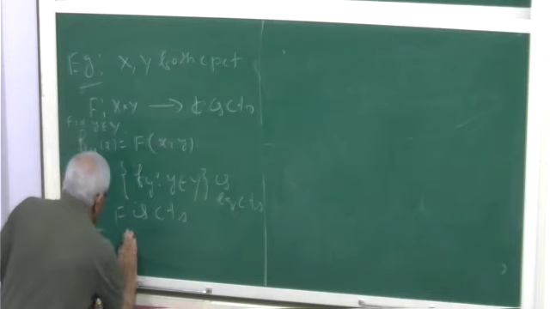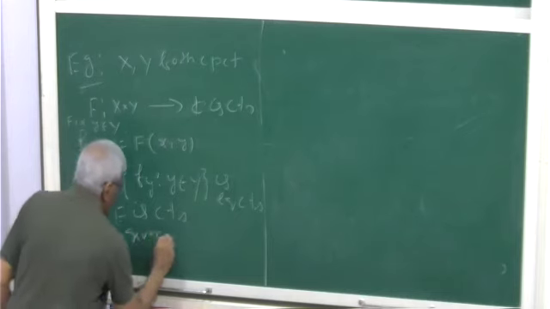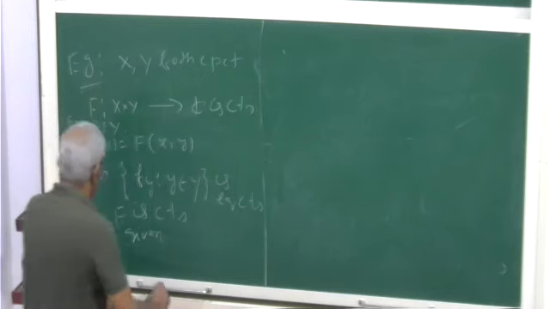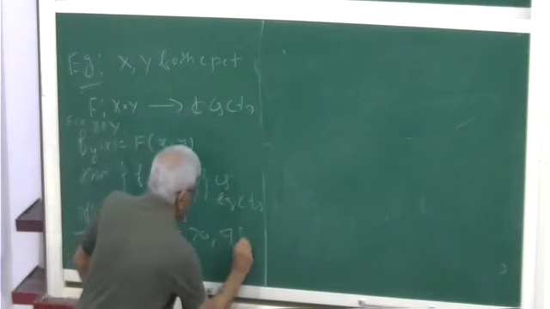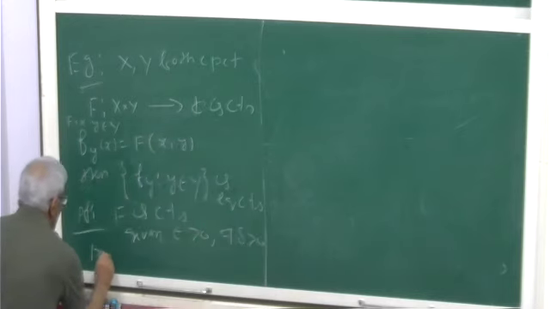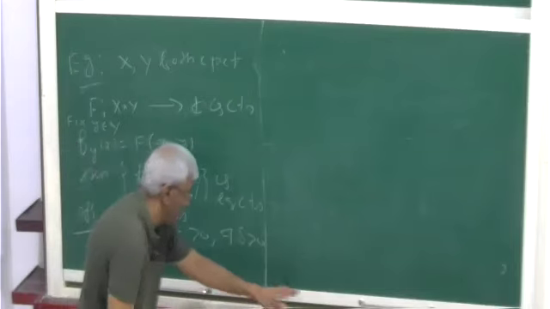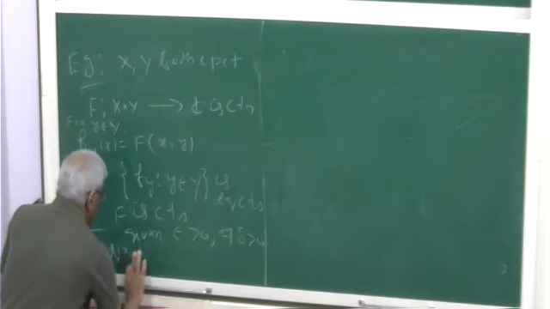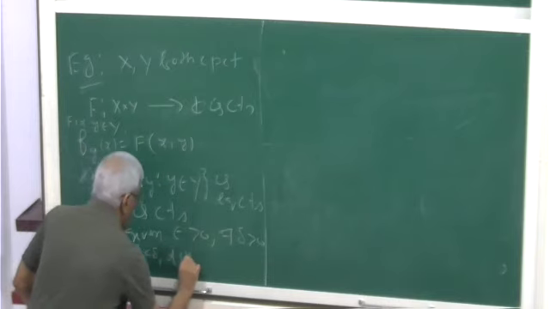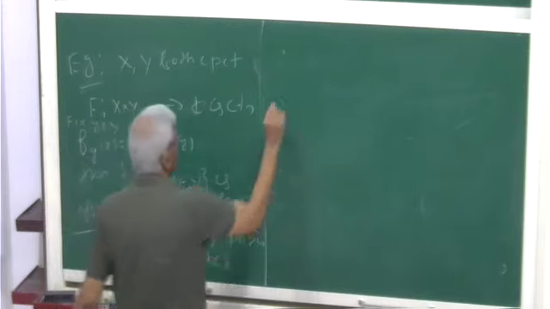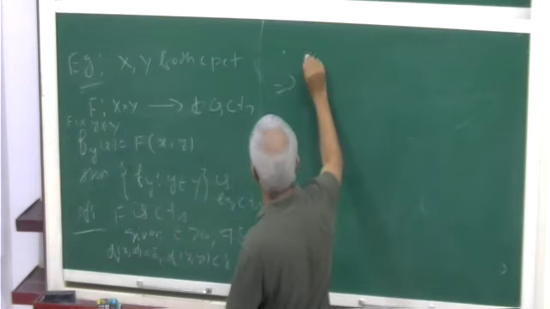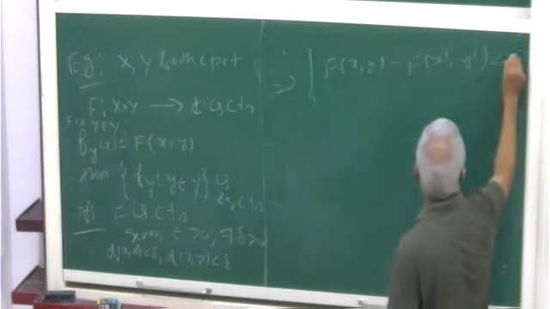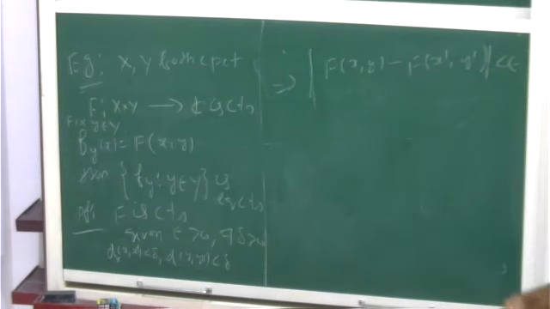Given f is continuous, and x cross y is compact, so it is uniformly continuous. Given epsilon greater than 0, there exists delta greater than 0, such that d_x(x, x') less than delta and d_y(y, y') less than delta implies |f(x,y) minus f(x',y')| less than epsilon. That's what continuity means.